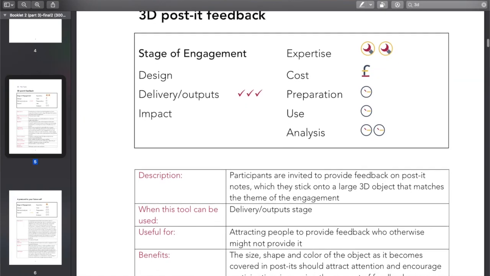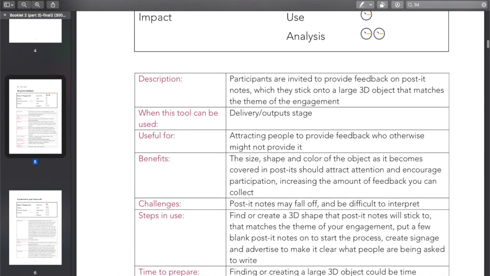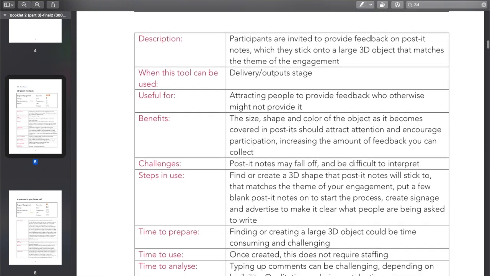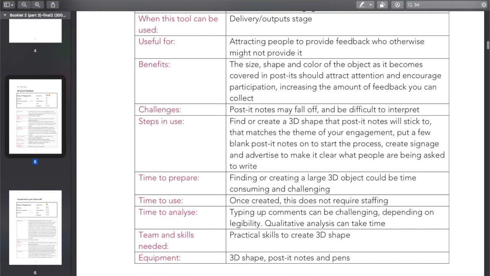So the first thing that I'm going to look at is 3D post-it feedback. The idea here is that you find some kind of 3D thing. It could be a model, so a model car, a model house. I've seen this done with a sculpture of an animal. Something linked to your research in some shape or form, I would argue.